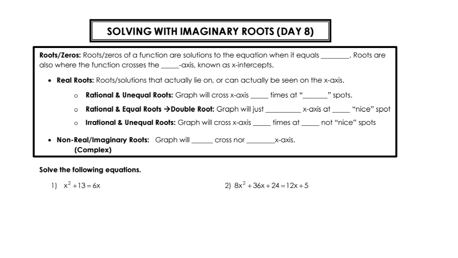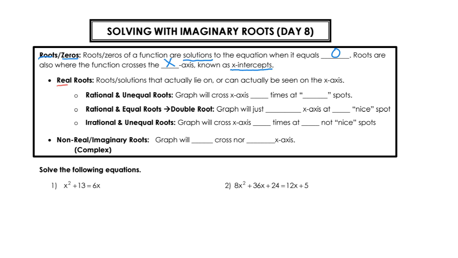So just a little recap about roots, okay? They're also known as zeros, okay? They're also known as x-intercepts, or where the graph crosses the x-axis. All right, roots and zeros of a function are also known as solutions to the equation when it equals 0. So again, roots are also where the function crosses the x-axis, known as x-intercepts.